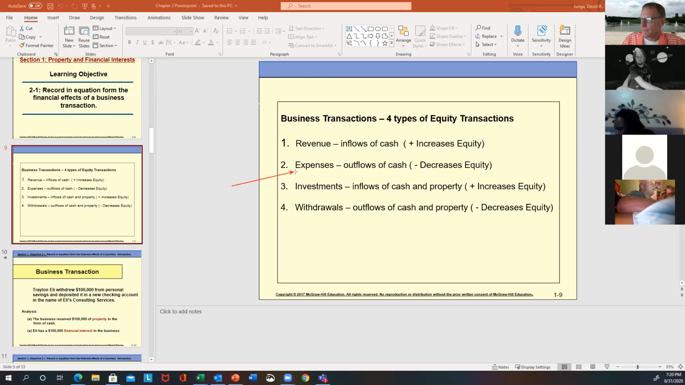Your expenses, that's going to be outflows of cash. That's when a business has to pay their bills. You pay salaries, you pay rent, you pay utilities. Notice that's going to decrease equity.